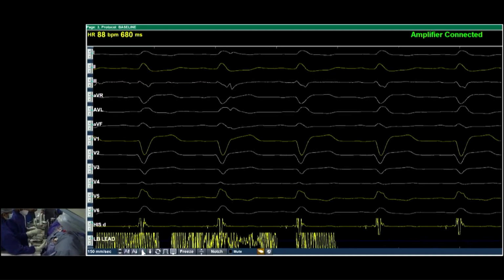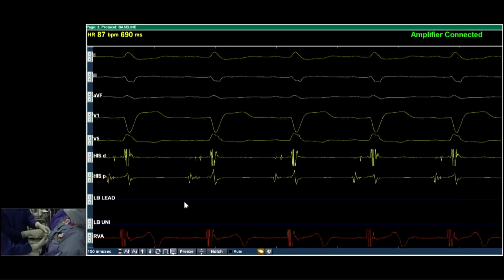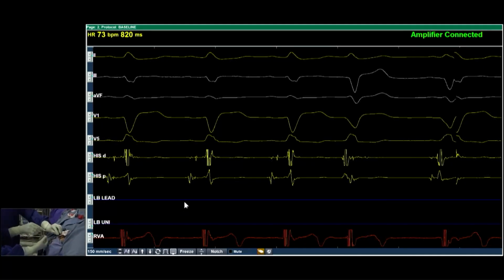So I'm going to deploy the lead now. So remember my hands, just see my hands. I'm still in the RAO. So I'm not happy with the position, please.